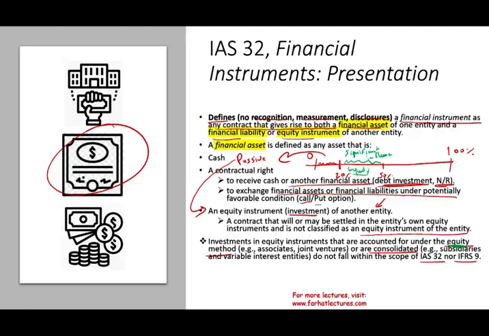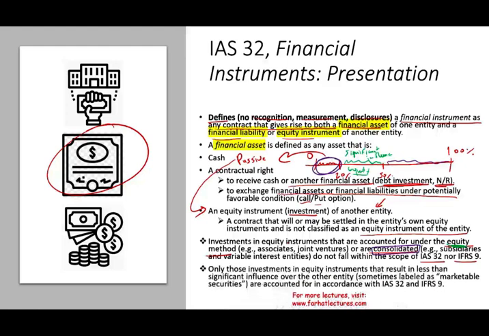Once you own more than 50% of a particular company, then you have to consolidate the subsidiary. Okay, so what does that mean? It means when we're defining the financial instrument here, we are assuming you own less than 20%. So only those investments in equity that result in less than significant influence over the other entity, sometimes labeled as marketable securities, are accounted for in accordance with IAS 32 and IFRS 9, which, again, don't worry about IFRS 9. Okay, so we're dealing with stocks. You own the stocks, but it's less than 20%.